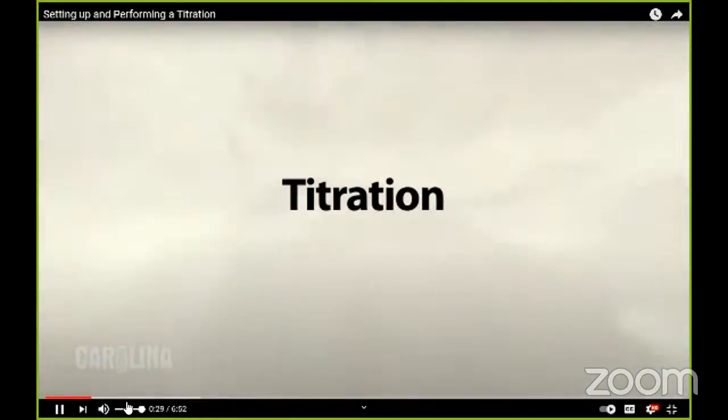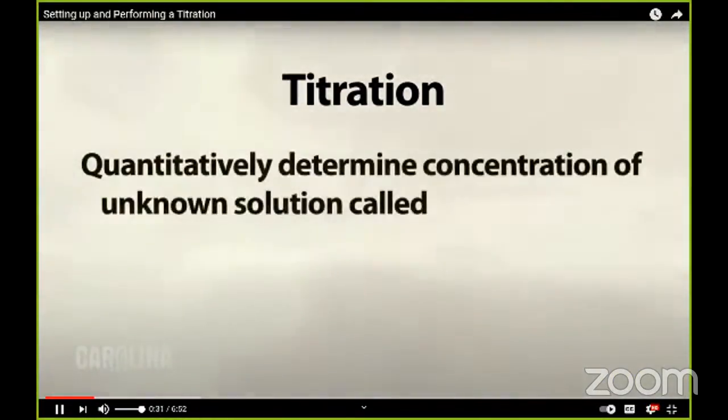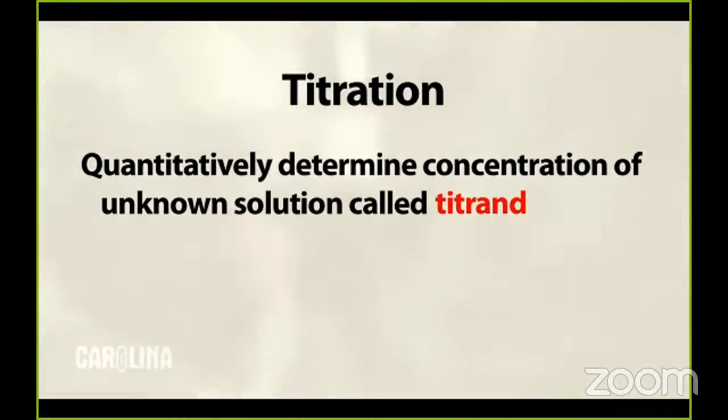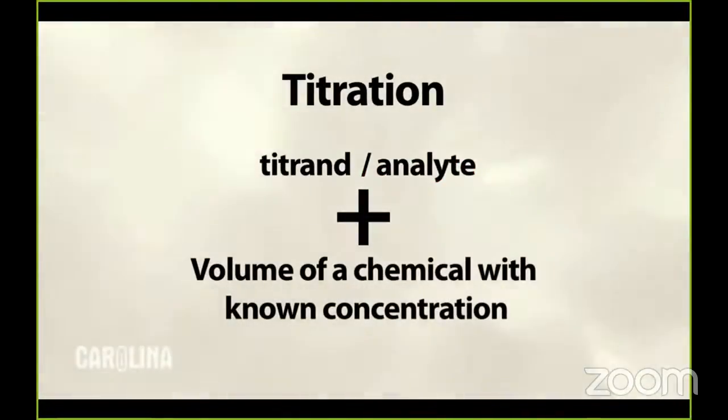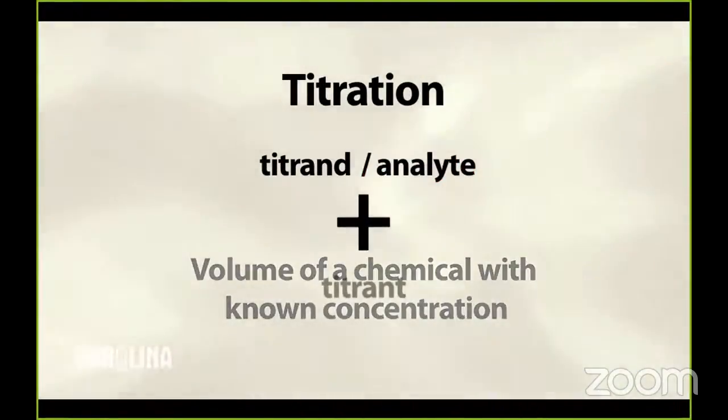A two-part video series on titration. The purpose of a titration is to quantitatively determine the concentration of an unknown solution, commonly called the titrand or analyte, by adding a volume of a chemical with a known concentration called the titrant. To mark the endpoint of a titration, an indicator is added to the analyte.